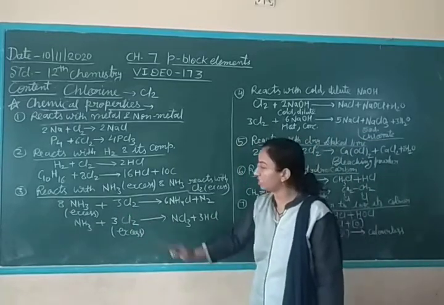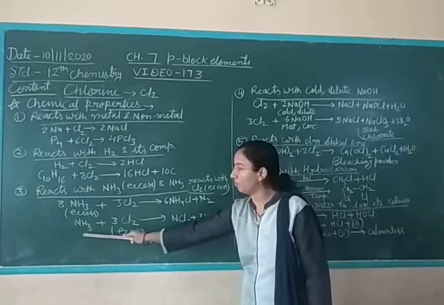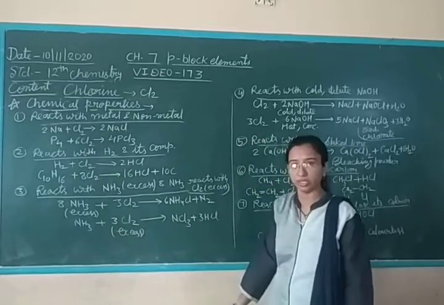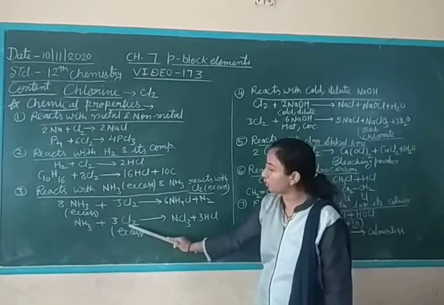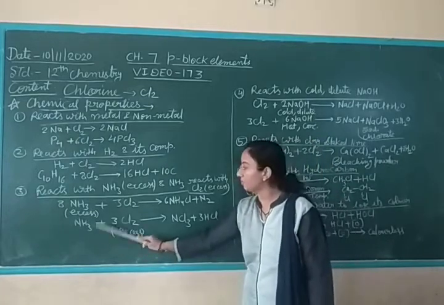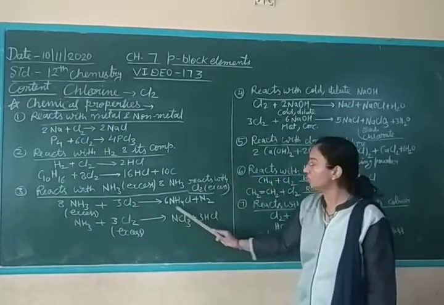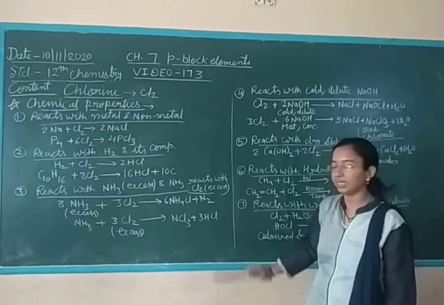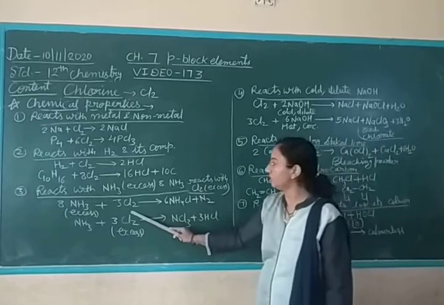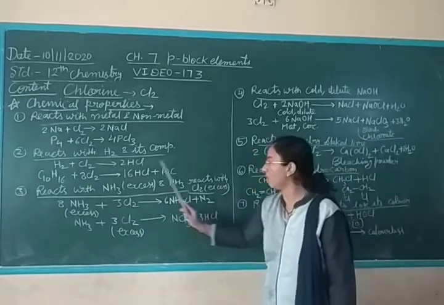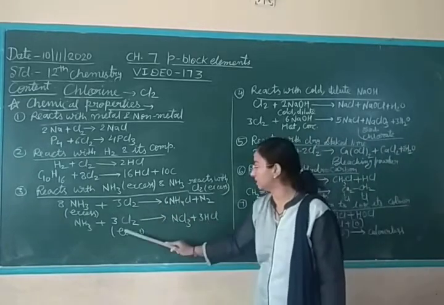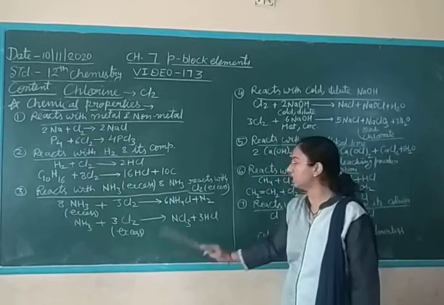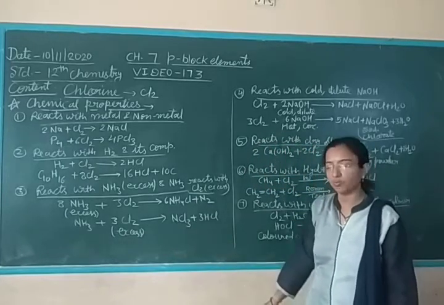But in the second reaction, you see a single molecule of ammonia and 3 molecules of chlorine. So in the second reaction there is an excess amount of chlorine, and ammonia reacts with the excess chlorine. So it is converted into NCl3, nitrogen trichloride, and then HCl. In the first reaction, ammonia is in excess, so ammonium chloride is formed. In the second reaction, chlorine is in excess, so nitrogen trichloride is formed.